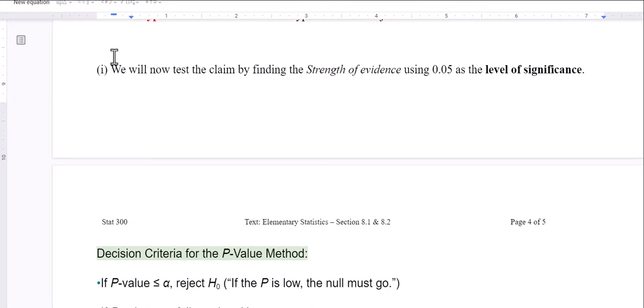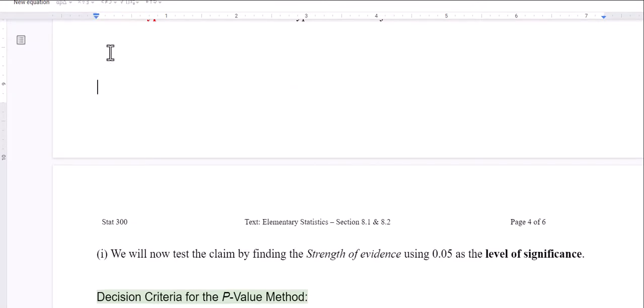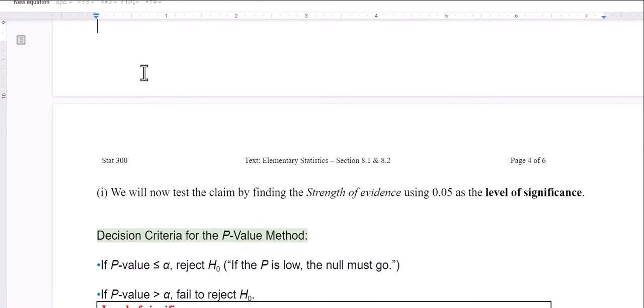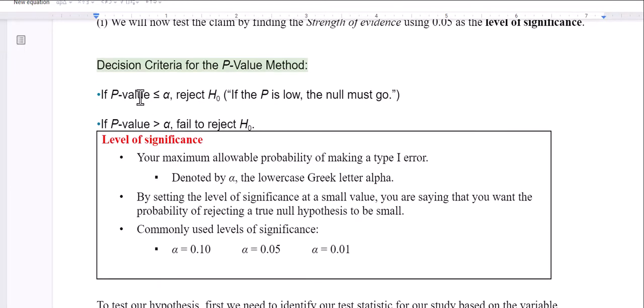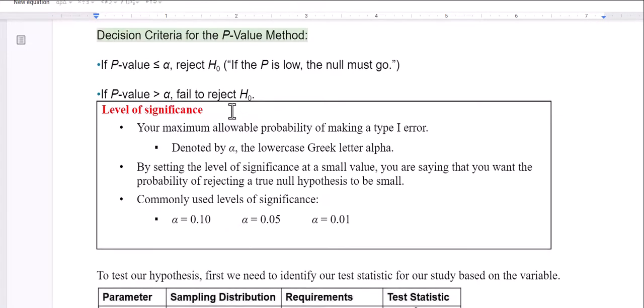So we'll now test our claim for the tire problem using 0.05 as the level of significance. The decision criteria for the p-value method in deciding whether to reject or fail to reject is that if our p-value is less than alpha, then we'll reject the null hypothesis. And if the p-value is greater than alpha, then we'll fail to reject the null hypothesis.